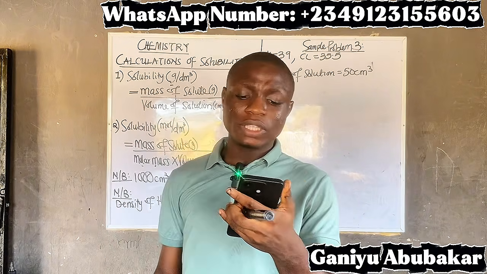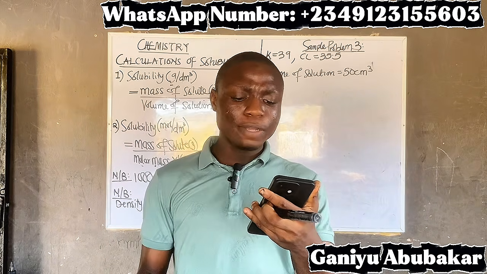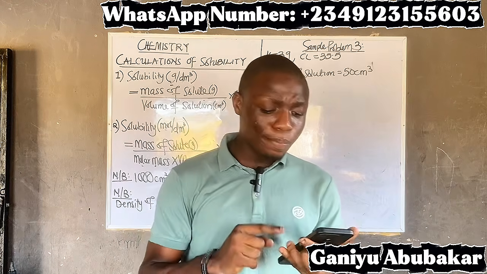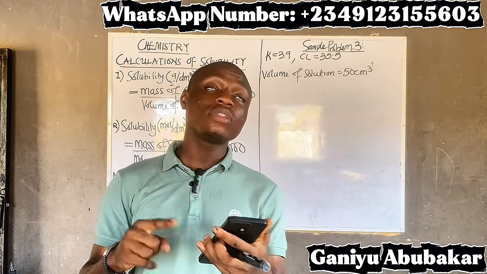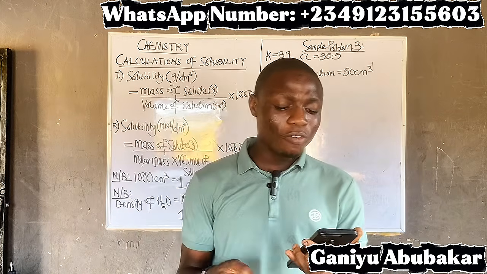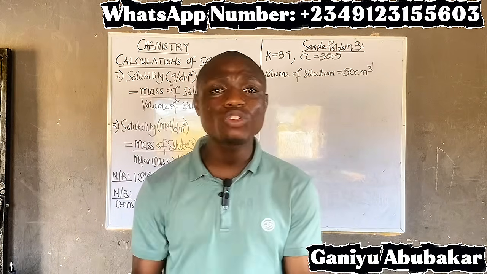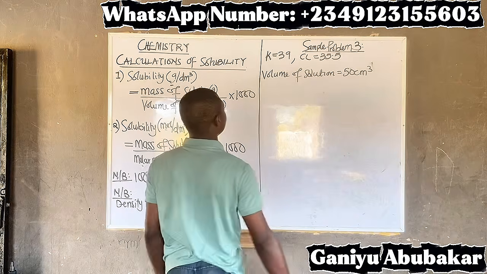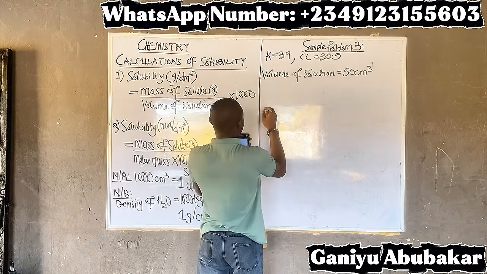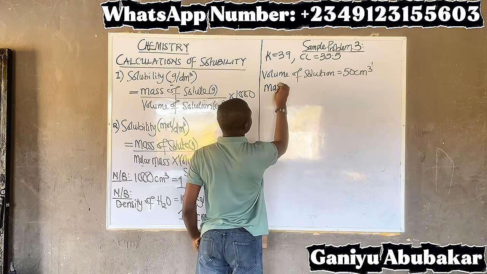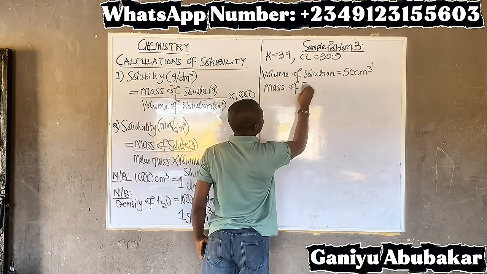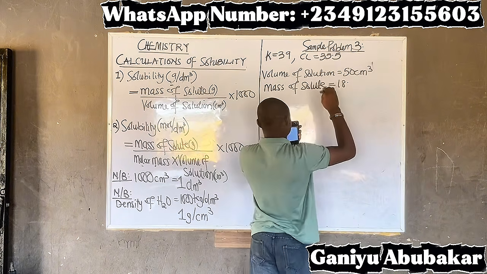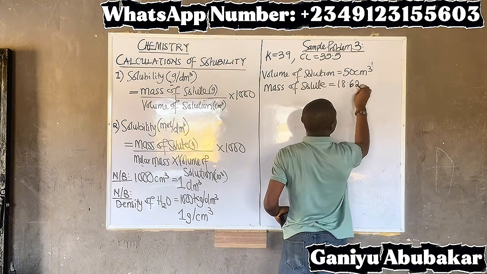At 10 degrees Celsius, yield 18.62 gram of dry salt. That's the mass of the salt, that's the solute. So the mass of solute is of course 18.62 gram. All right.